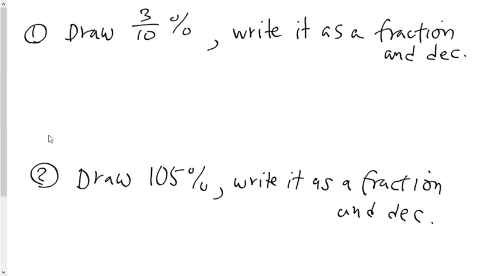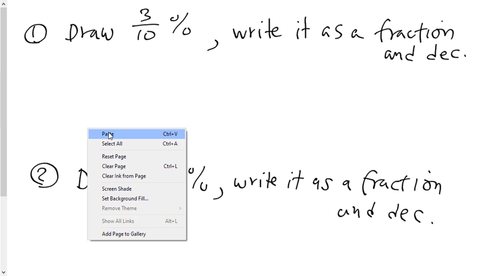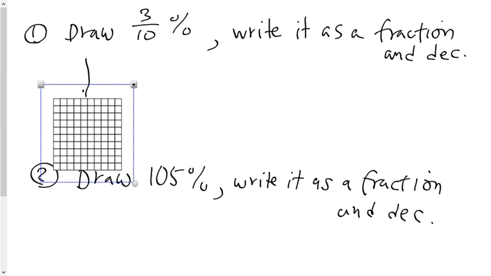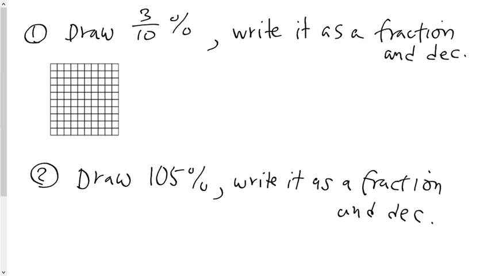So the first question says draw 0.3%. If we're going to draw 0.3%, the first thing we need to add is a hundreds grid, just like this. And if I was to shade in this much here, three of them, is that 0.3%? No, it is not. What is that?